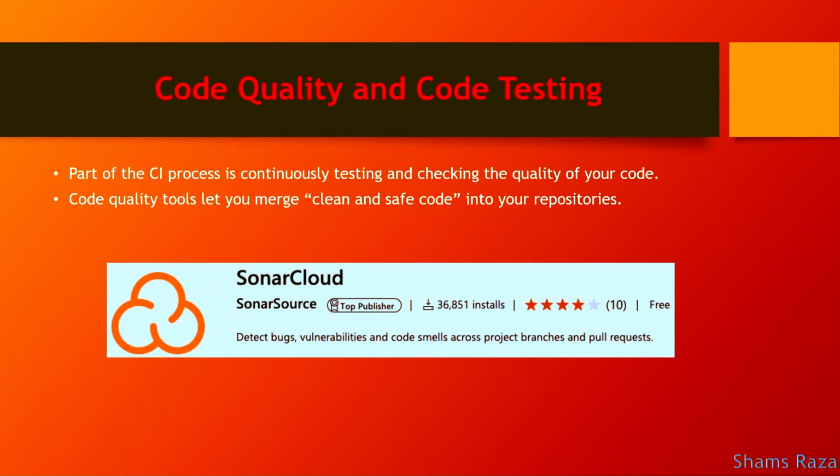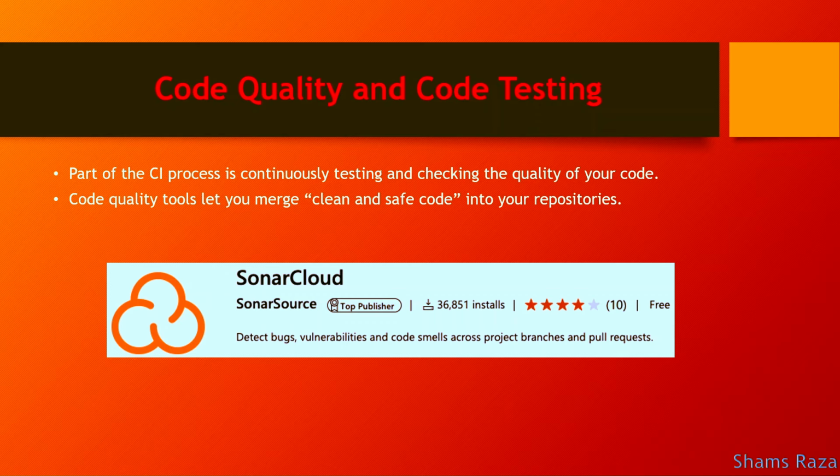Going further, we will talk about code quality and code testing. Part of continuous integration is continuous testing and checking the quality of the code. Code quality tools let you merge clean, safe code into the repository so that you can be sure that your code won't break the application in the production stage. Applications like SonarCloud help you detect bugs and vulnerabilities and give you feedback on your code to find and fix any issues. You can install the SonarCloud extension in the Azure DevOps environment through the Visual Studio Marketplace as well.